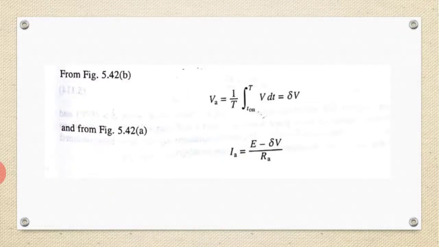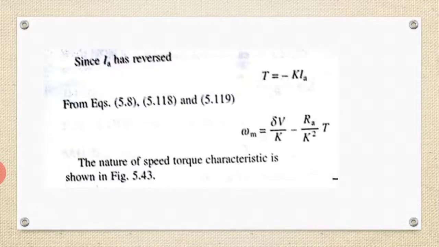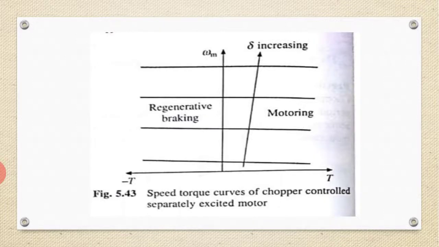Before going to the next circuit, we have here the regenerative braking chopper, VA voltage and IA current. And similarly we will get the torque and speed relations, armature current to torque and omega m with respect to the delta. So here for the regenerative braking, the second quadrant will be drawn. The first quadrant I have already discussed, motoring operation, and the second one is regenerative braking.